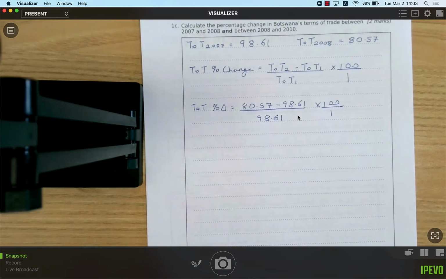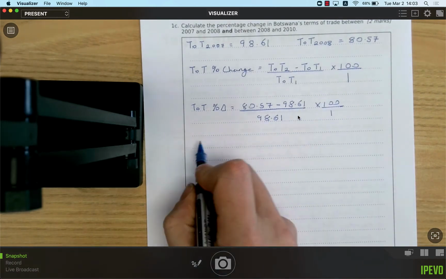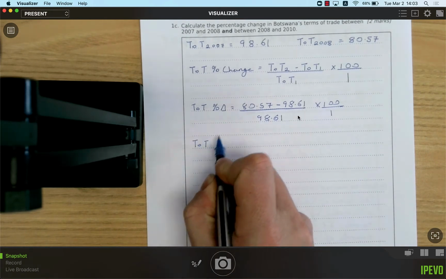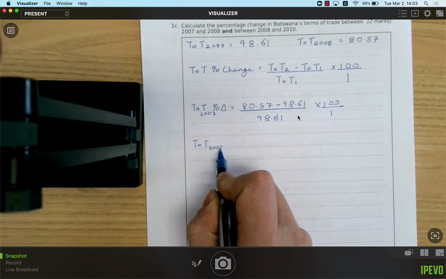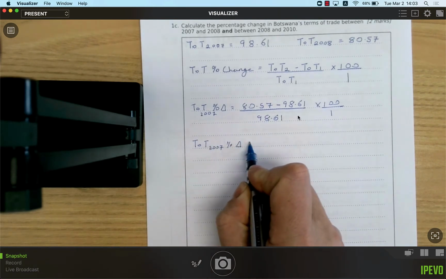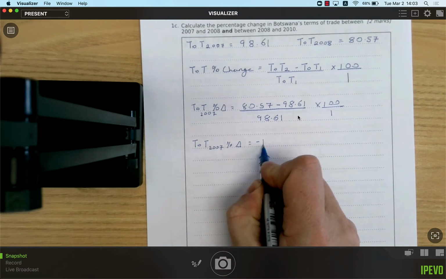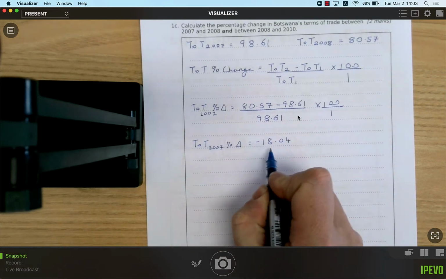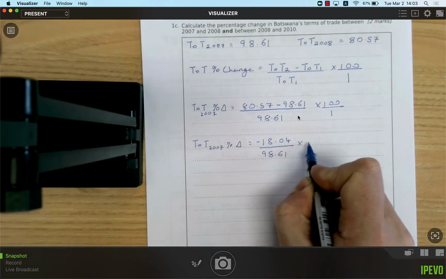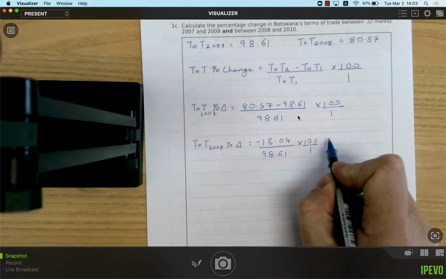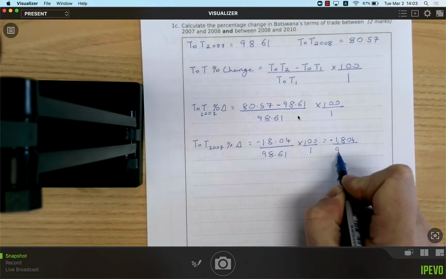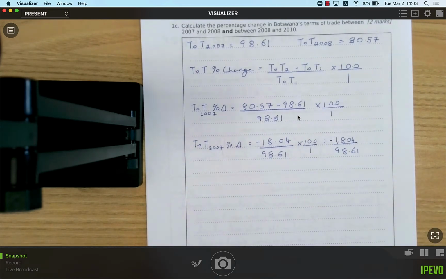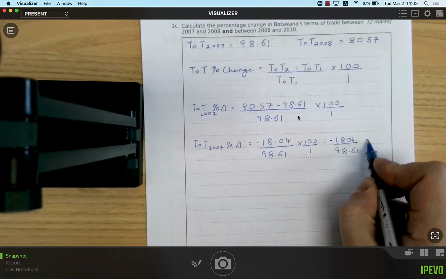Okay, so when we take this away from this, I'll just go TOT, this is 2007 percentage change. So what we get is minus 18.04 over 98.61 multiplied by 100 over 1, which equals minus 1,804 over 98.61.